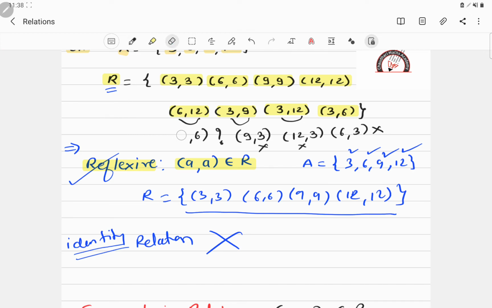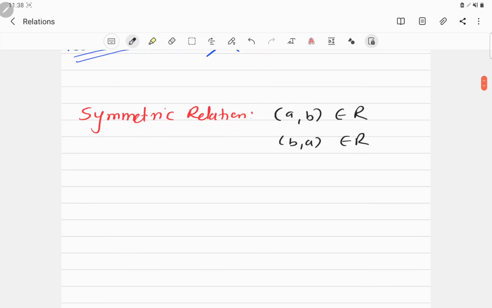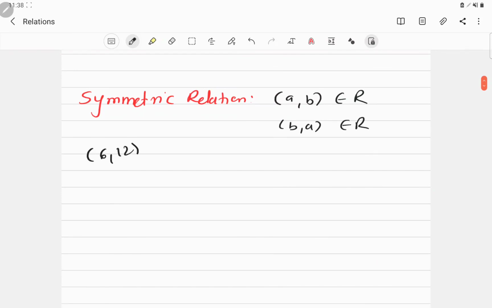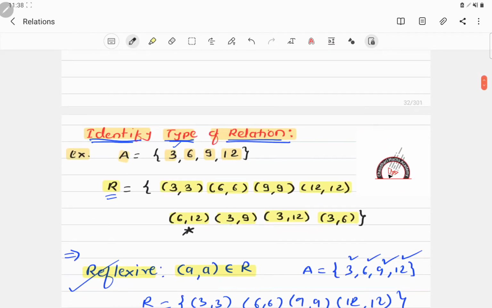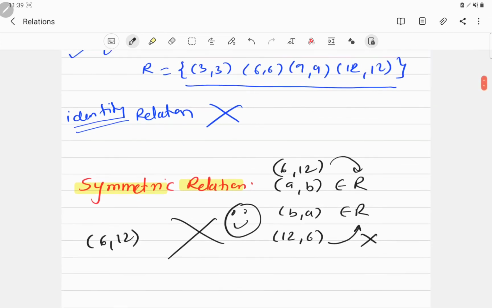3 6 is present in the relation, but 6 3 is not a part of that relation. So if you reverse the order of the digits in the given ordered pair, and if it is present in the relation, then it is called symmetric. But friends, here I am trying to tell you is, if you consider, let's say 6 12, so 6 12 is a part of that relation, but what about 12 6? Is it a part of that relation? So 12 6 is not a part of that relation. So this combination is not present in the relation. That clearly indicates the given relation is not a symmetric relation. So friends, given relation is not a symmetric relation.